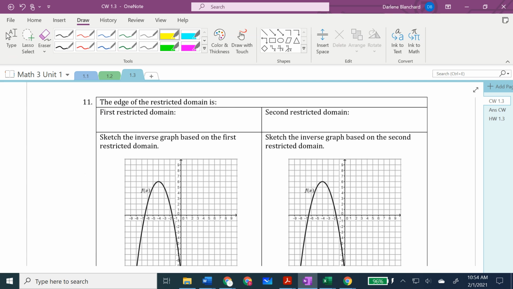When you're looking at the graph, you're graphically looking at what is the x-coordinate of the vertex? The x-coordinate of the vertex is -4. That is the edge of my restricted domain. So then I have the left half, -infinity to -4. And then the right half would be -4 to infinity.